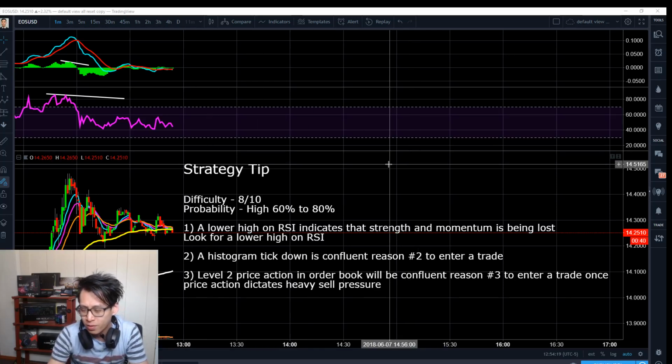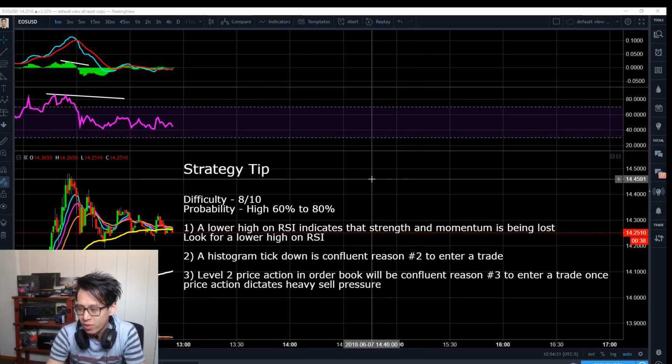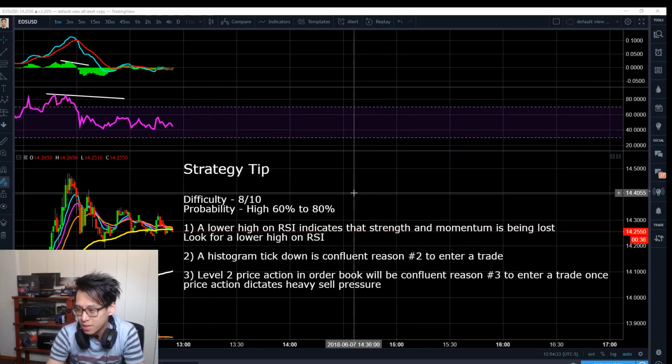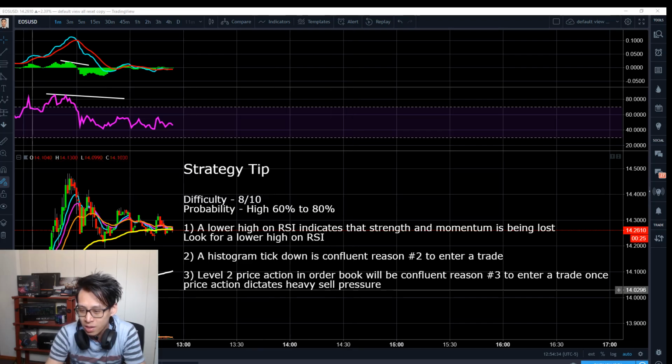Strategy tip. Difficulty 8 out of 10. Probability high, 60% to 80%. A lower high on our side indicates that strength and momentum is being lost. Look for a lower high on our side.